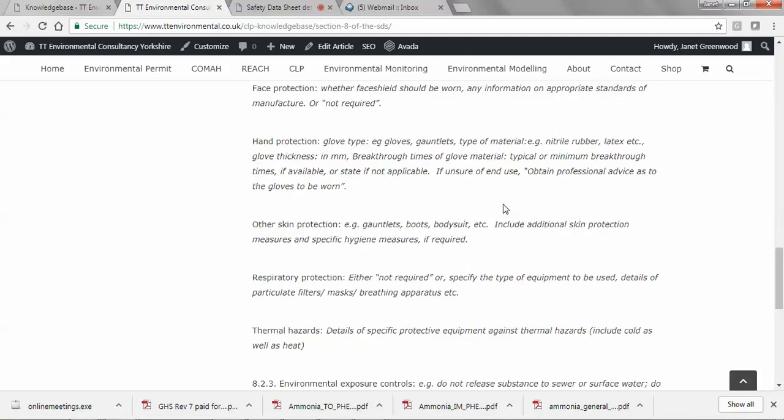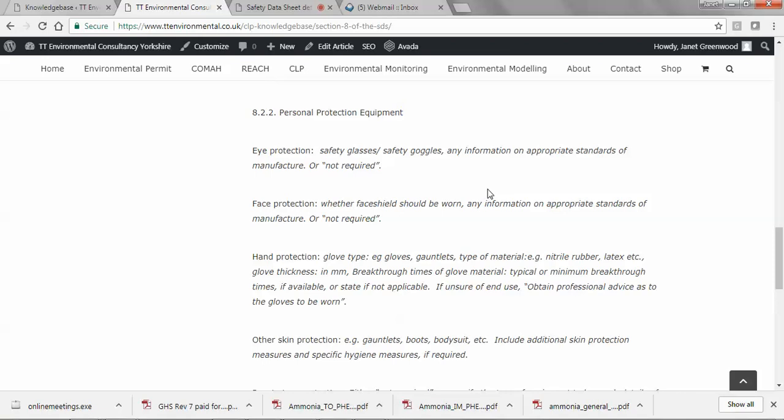I'm going to finish off by saying you have to be careful when you say you need safety glasses or safety goggles. You have to be careful whether there's a face shield, and you want to be sure that you are specifying the correct piece of PPE. And this is where your health and safety person comes in. In particular, if you don't know what the end use is of a product for a glove, "obtain professional advice as to the gloves to be worn" is a good catch-all phrase. And that was recommended on the CHCS forum by a chap who is a dermal toxicity expert.